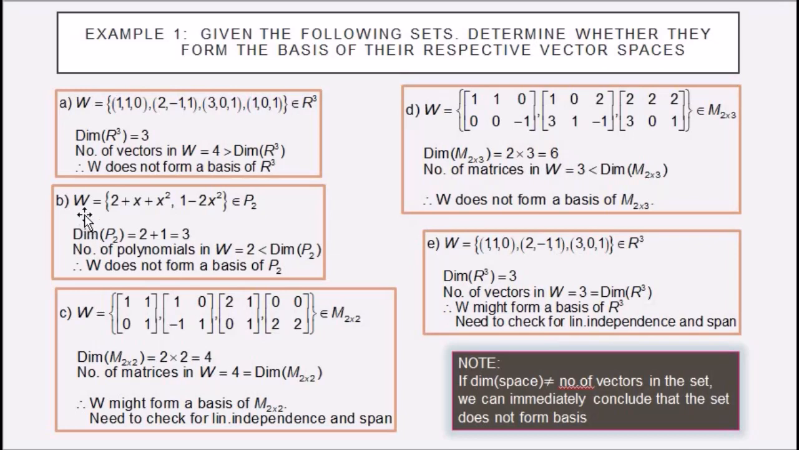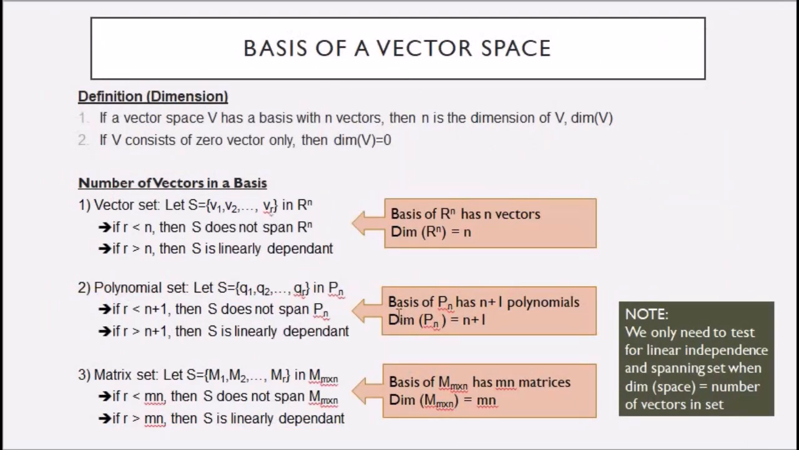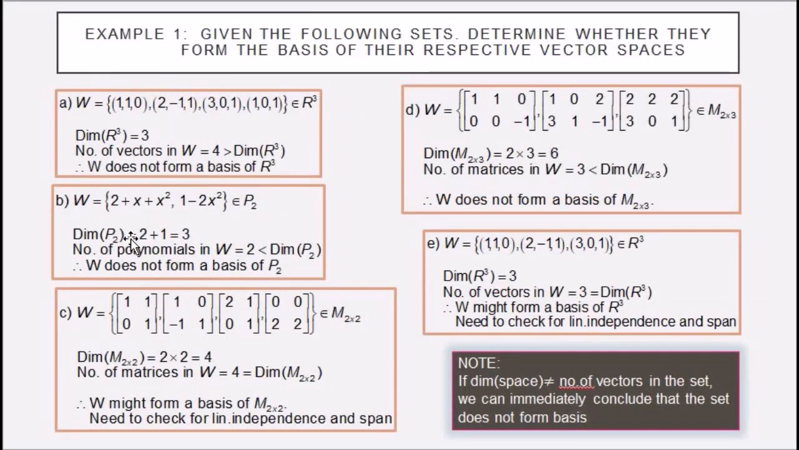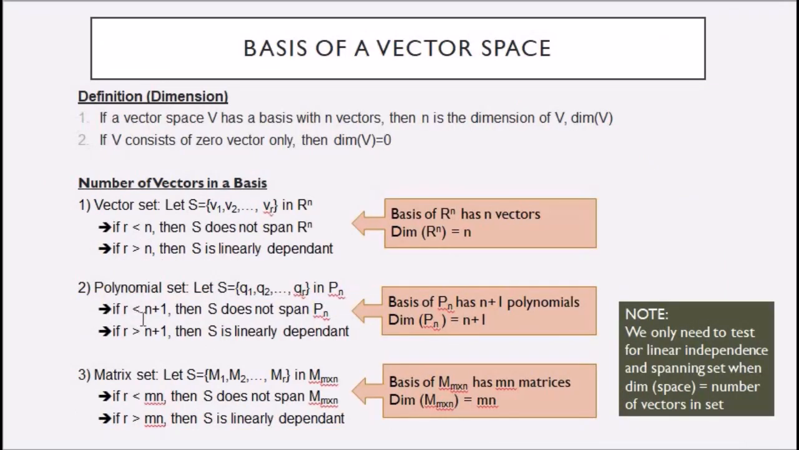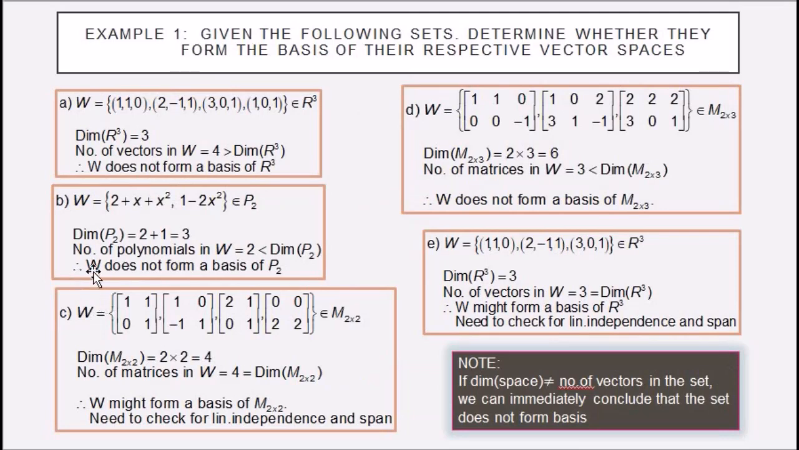Example B. W is an element of P2. To find the dimension of P2, when the basis of Pn has n plus 1 polynomials, dimension Pn equals n plus 1. So, dimension P2 equals 2 plus 1 equals 3. Number of polynomials in W: 1, 2. 2 is less than the dimension of P2. When r is less than n plus 1, then S does not span Pn. Therefore, W does not span P2. W does not form a basis of P2.